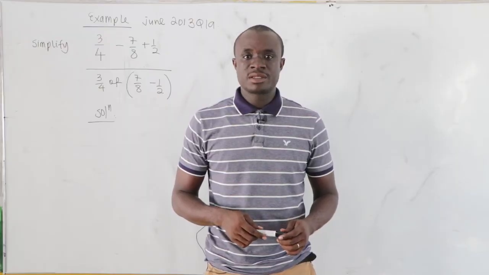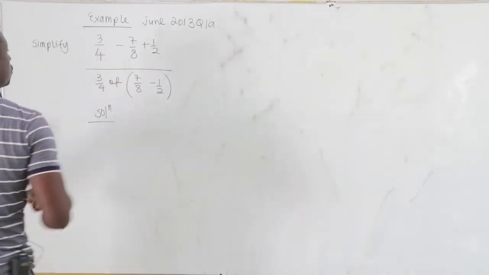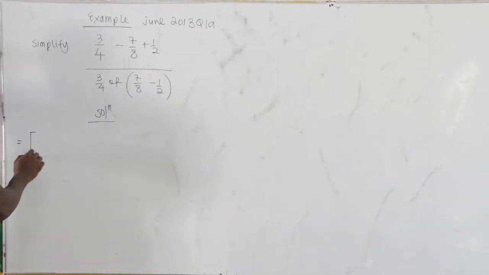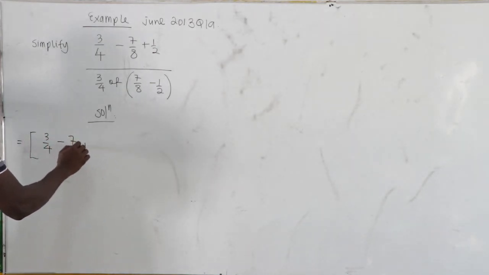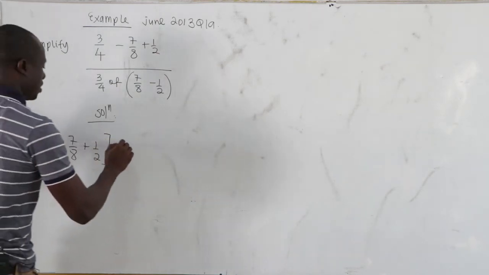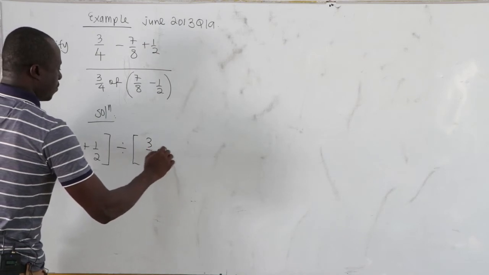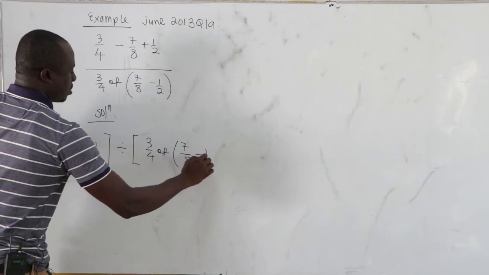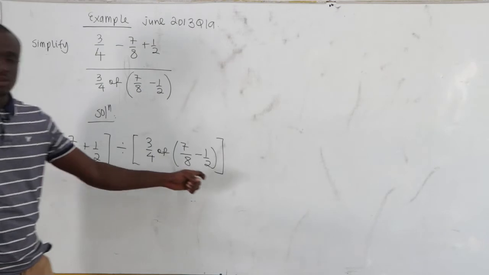Now let's consider this example. This is June 2013, question number 1A. We are being told to simplify this. So let's rewrite. The numerator is 3 over 4 minus 7 over 8 plus 1 over 2. This is the numerator, and then divided by, let's see the denominator. We have 3 over 4 of 7 over 8 minus 1 over 2. So this is the numerator and this is the denominator.